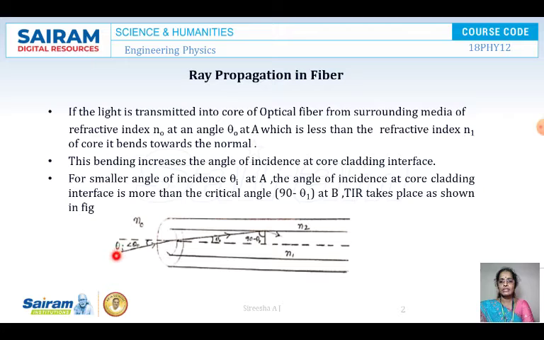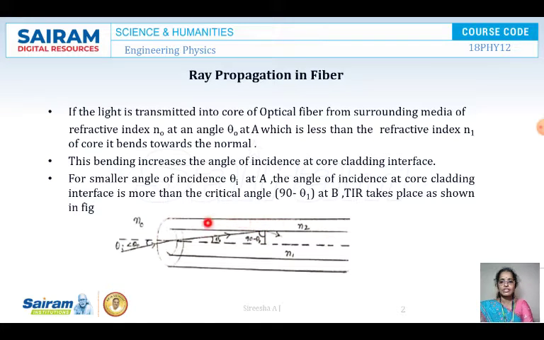Now the ray of light is entering the core at this point. Let that angle be theta naught. For a particular angle of incidence, the ray undergoes refraction, and at this point the ray is passing from a denser medium to a rarer medium, as the core is a denser medium and the cladding is a rarer medium. For a particular angle of incidence, instead of going from one medium to another, TIR, total internal reflection, takes place and the ray is reflected back in the same medium. So here total internal reflection is happening.